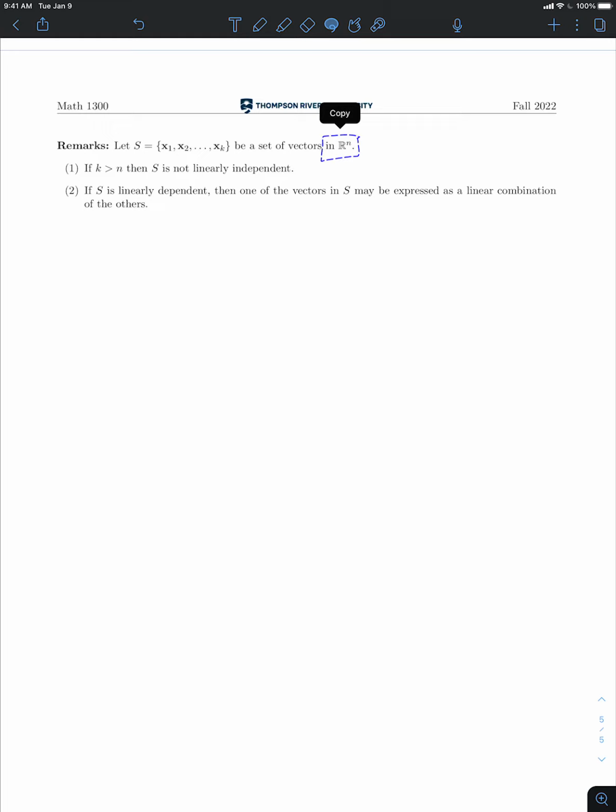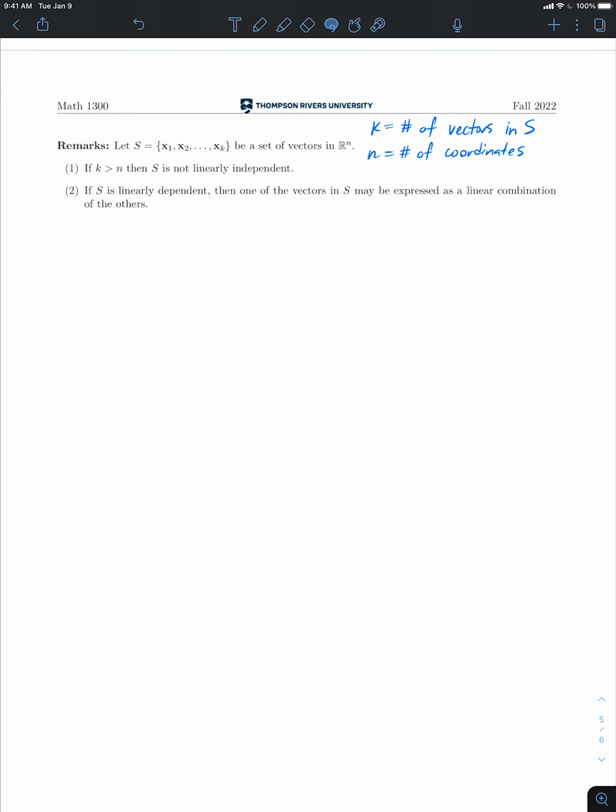And I think I go through that quite often, but this time it's going to be really important to really understand what those mean. So k is the number of vectors in the set S, and n is the number of coordinates. It's the dimension of each vector in the set S.